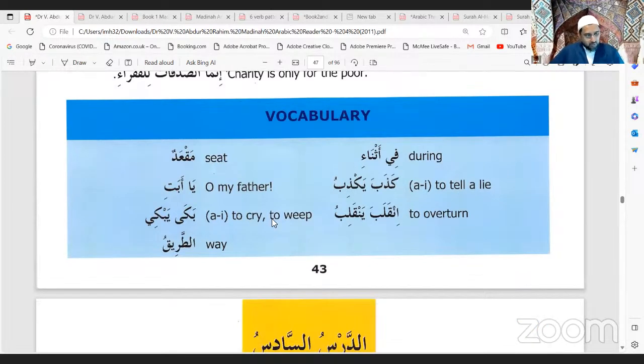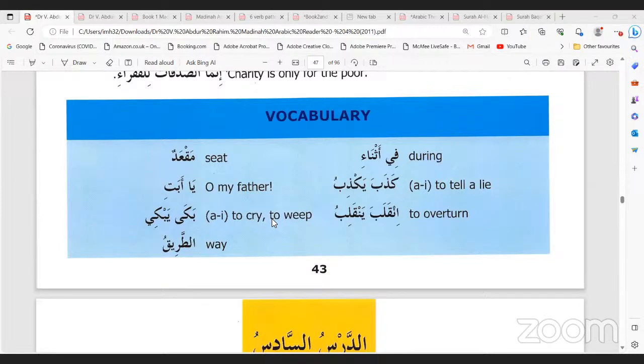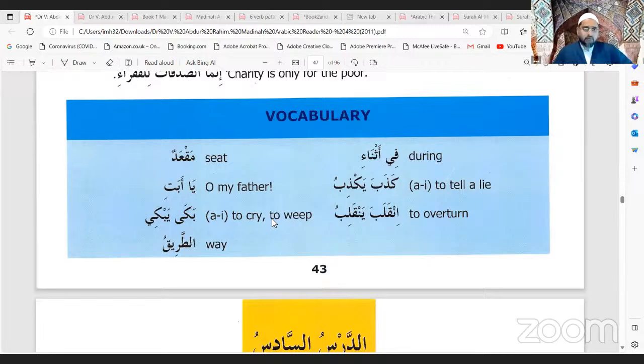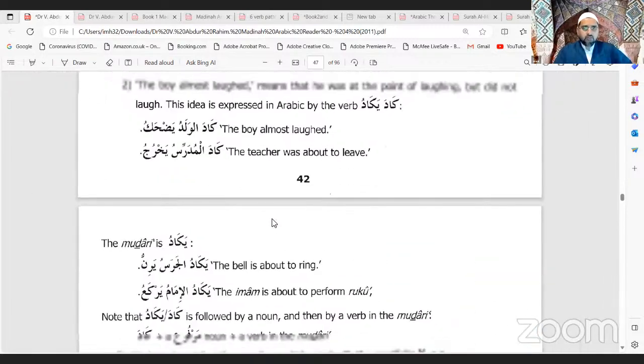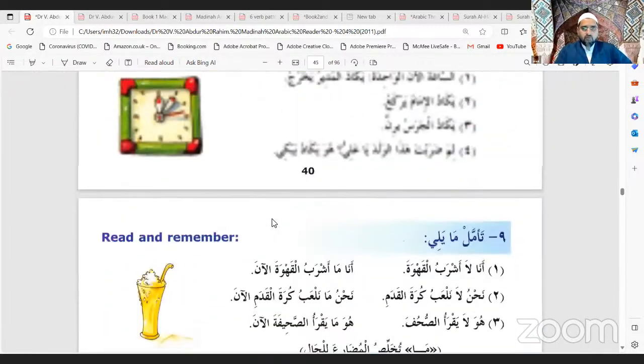Bismillah. Maq'adun, seat. Ya abati, O my father. Baka yabki, to cry or to weep. Tariq, way. Fi asnai, during. Kazaba yakzibu, to tell a lie. Inqalaba yanqalibu, to overturn. Brilliant. Okay, let's get 2 people to read the lesson now.